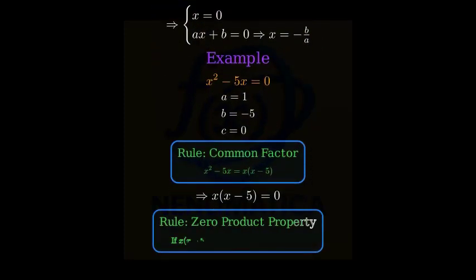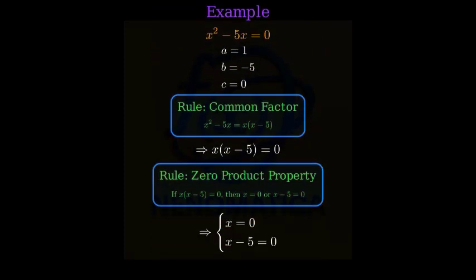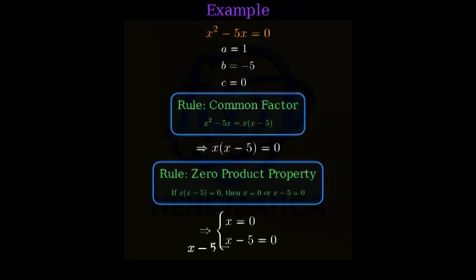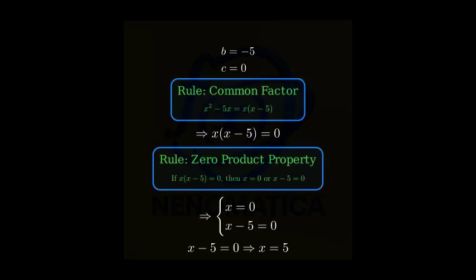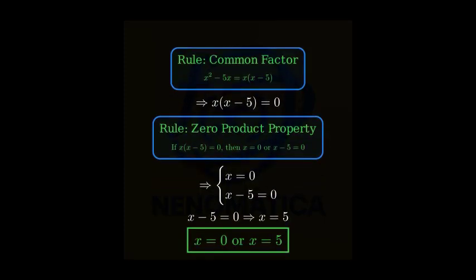Now we apply the zero product property. Either x equals 0 or x minus 5 equals 0. From the second equation, we get x equals 5. So the solution set for our equation x squared minus 5x equals 0 is x equals 0 or x equals 5.